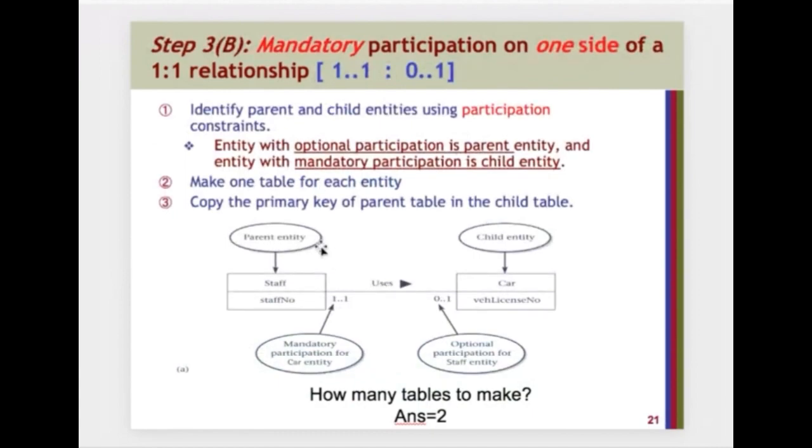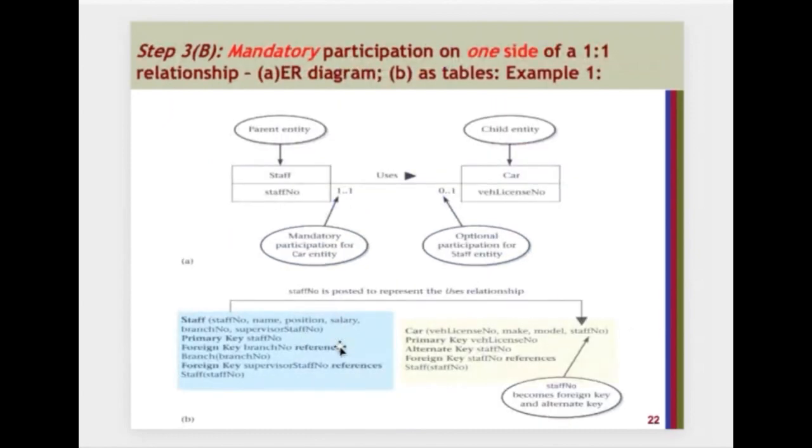In the second case, we saw that one side is mandatory, it's 1 here, which indicates mandatory. The other side, it's 0 here, so it indicates the optional side. In case we have 1 mandatory and 1 optional, it can be left or right, it doesn't matter. We will create 2 tables. One table for the left-hand side entity, here in this example it is staff, and another table for car, and they will have their own attributes.